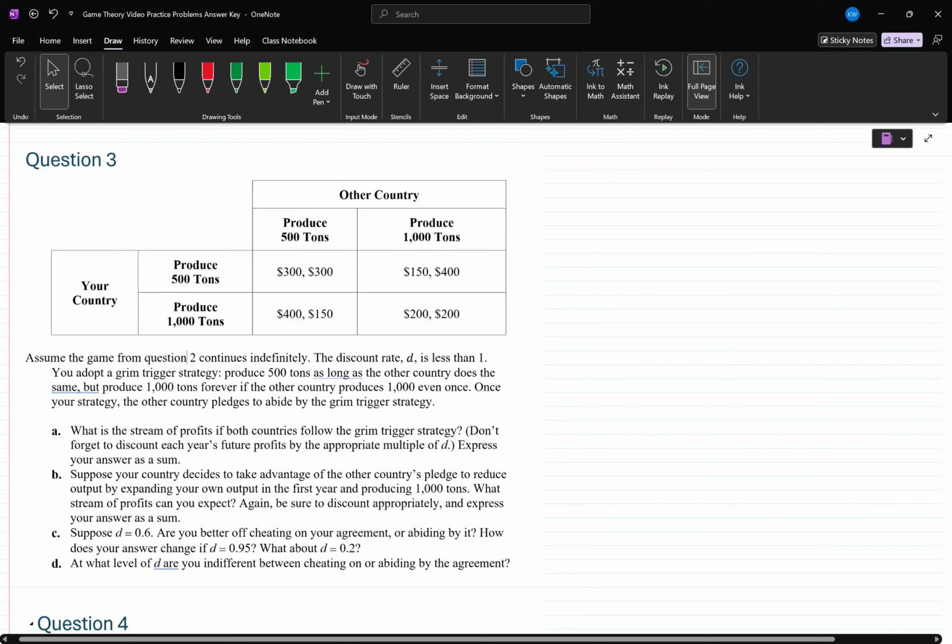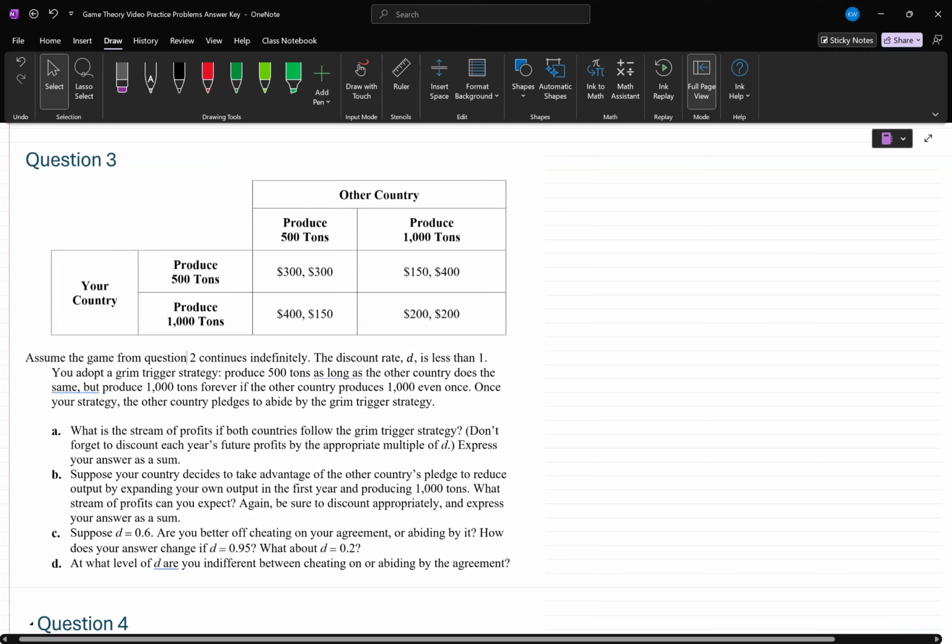And then B, if I cheat in the first year? And then C, is a discount rate of 0.6 enough to incentivize cooperation? And then what about 0.95 and 2 for D, zero point 0.2 for D? And then finally, they want to know at what level of discount is my country indifferent between cheating or abiding by the agreement. All right.